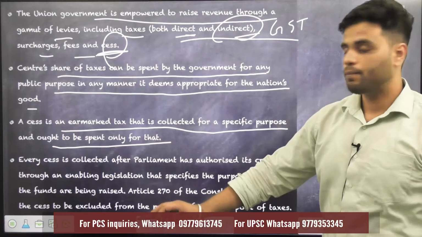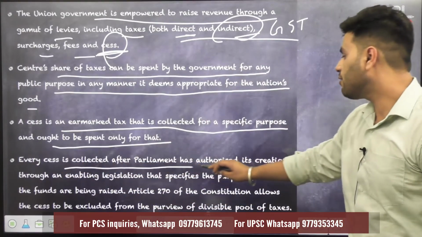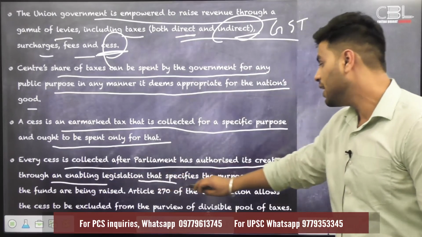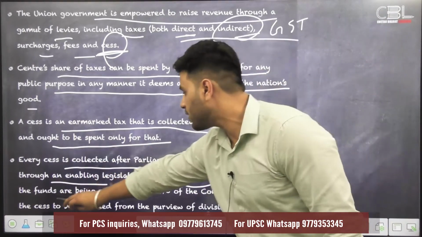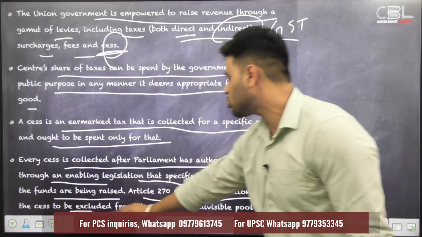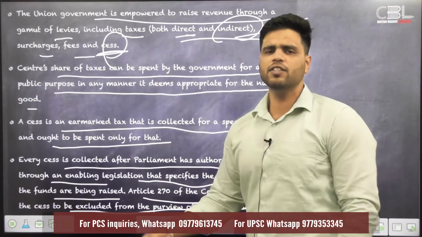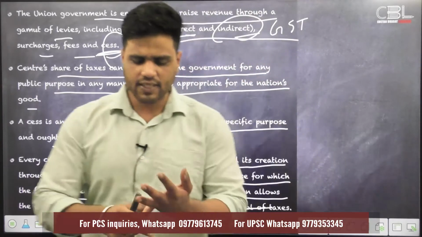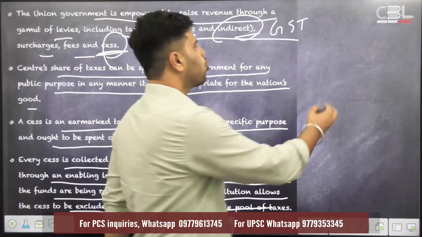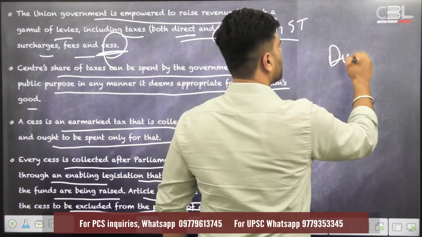only for that. Every cess is collected after Parliament has authorized its creation through an enabling legislation that specifies the purpose for which the funds are being raised. Article 270 of the Constitution allows the cess to be excluded from the purview of divisible pool. You see, GST, income tax, all this money collected through taxes goes into central divisible pool.